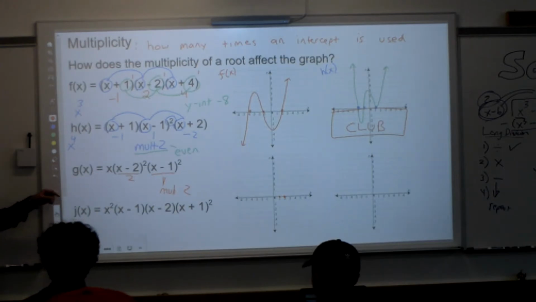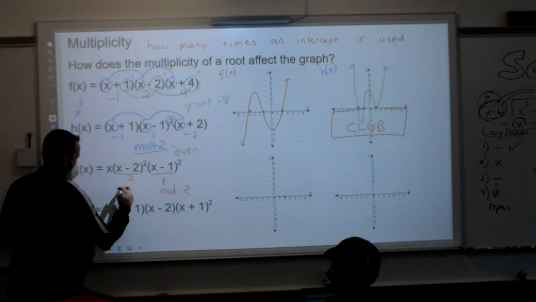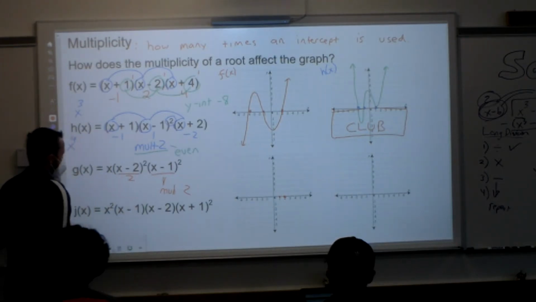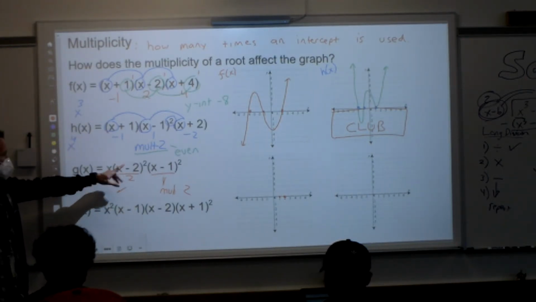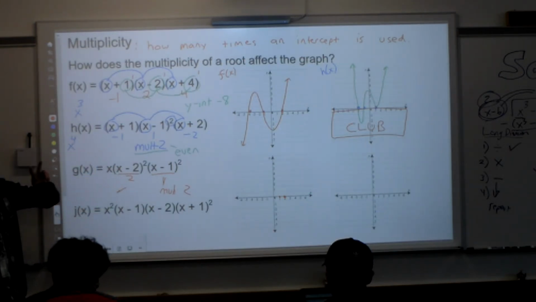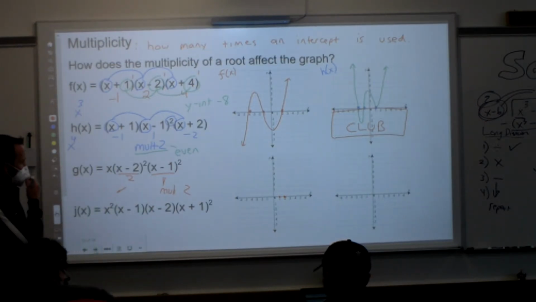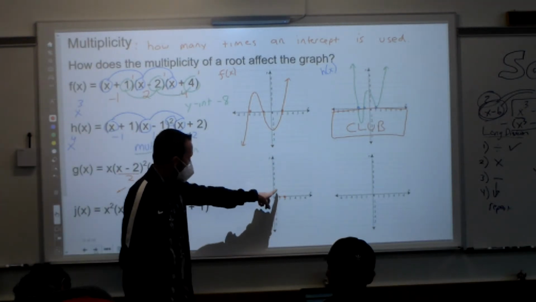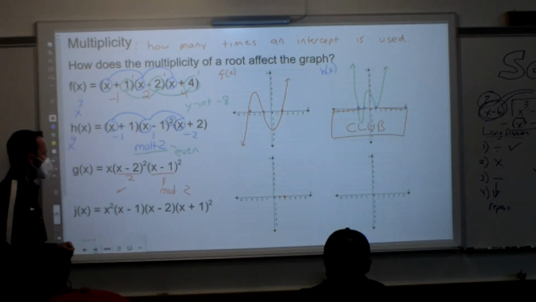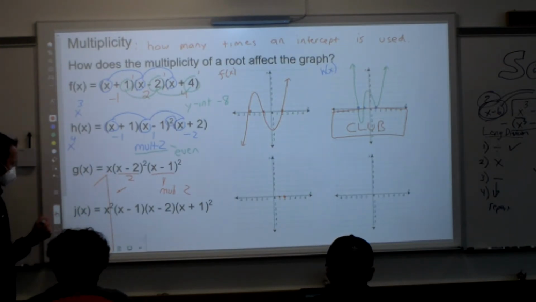Okay, what is the multiplicity for that? Okay, what's the multiplicity of this? 2, so what happens? It's going to bounce as well. So we should have an x-intercept at 1 where it bounces, an x-intercept at 2 where it bounces. This last one right here is a little bit tricky, but it's also not too tricky.